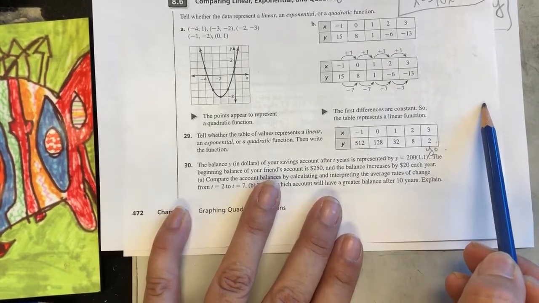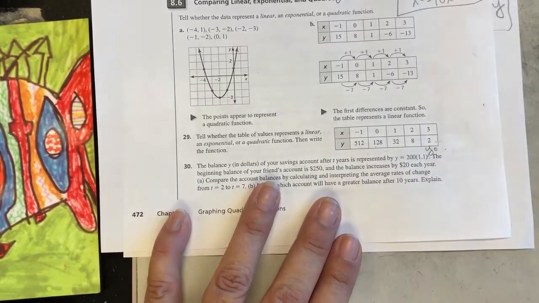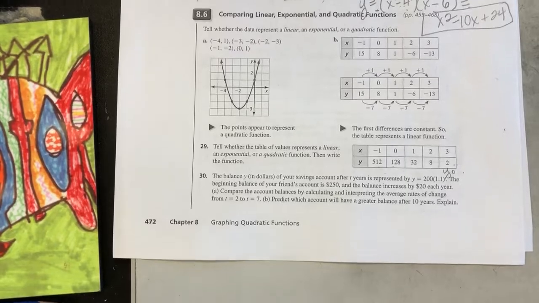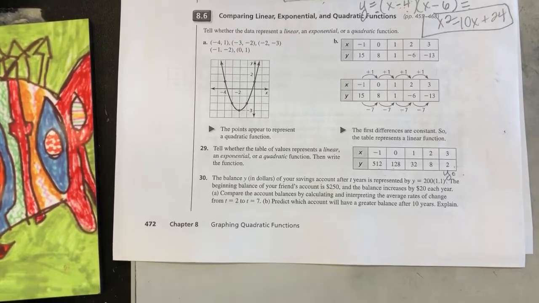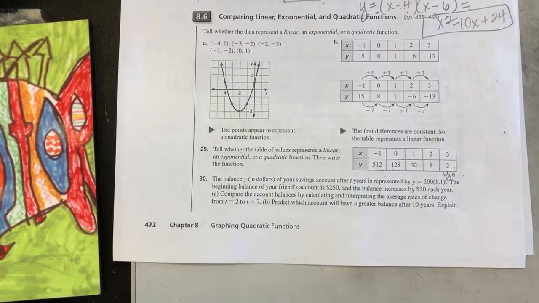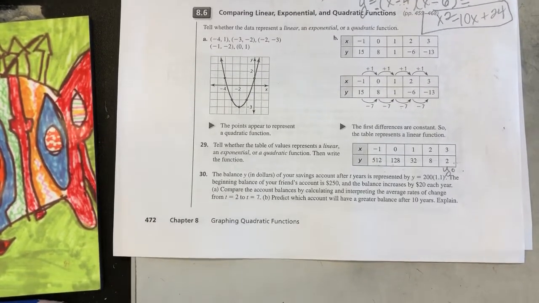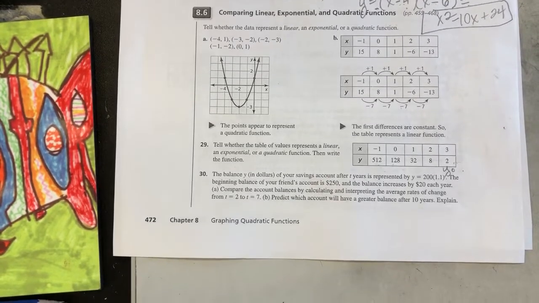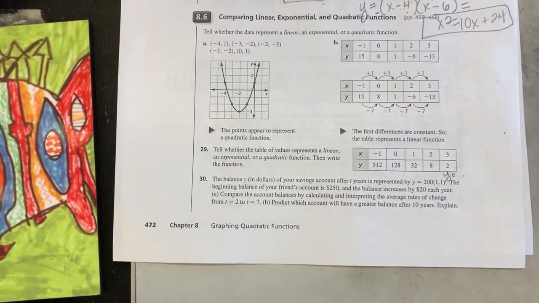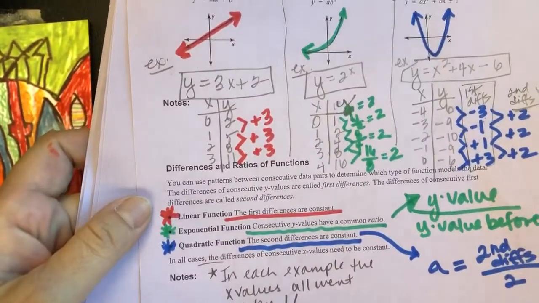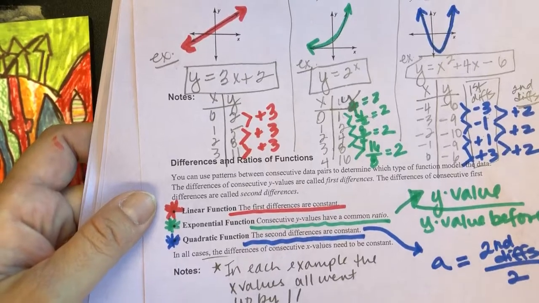So then the question is, what if it's exponential? If you look back, why don't you guys go into your 8-6 notes? This is important for you to put your brains and your eyeballs back on things. Looking back at your 8-6 notes, exponentials have a common ratio. Consecutive y values have a common ratio. This page in your notes, 272.